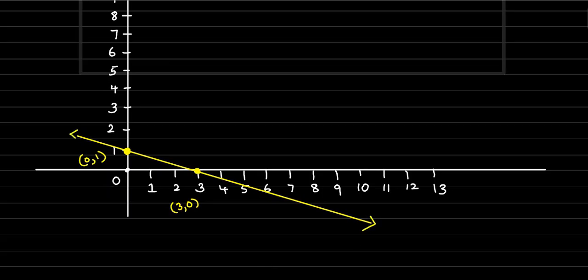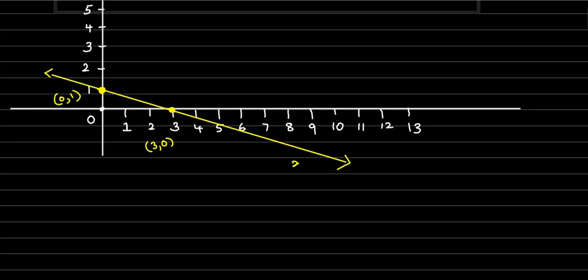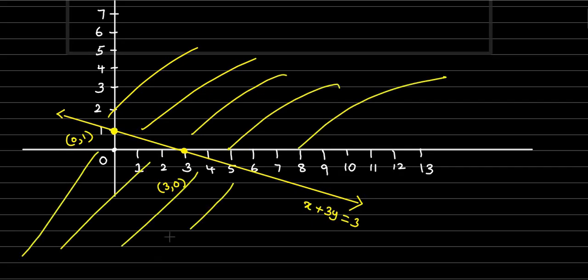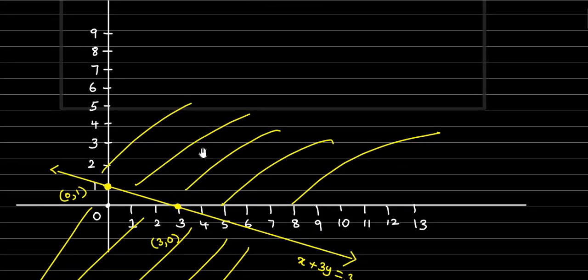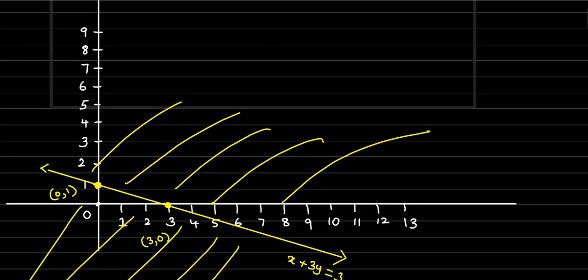So this line is x plus 3y equal to 3 line. After drawing this line, you can see the graph is dividing into two portions. One is above this one and one is below this one. So we need to identify for the given inequality where the suitable solution space lies, whether this side or this side of the graph. We need to identify that.